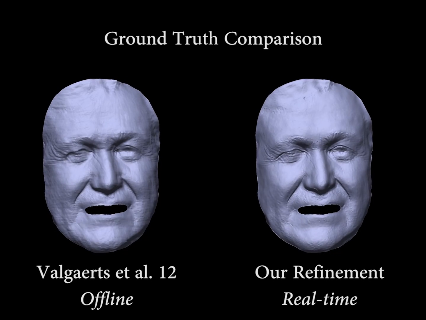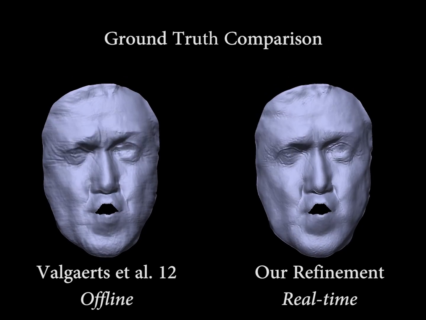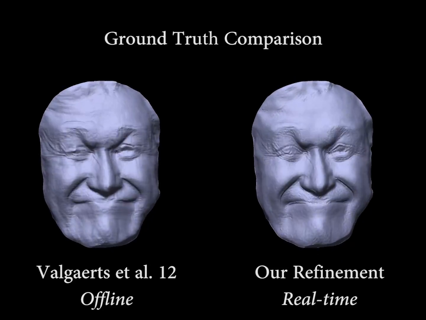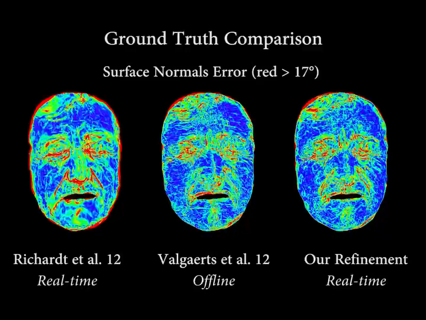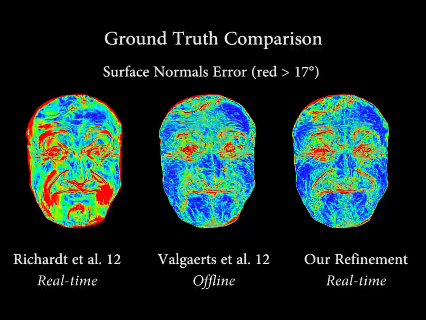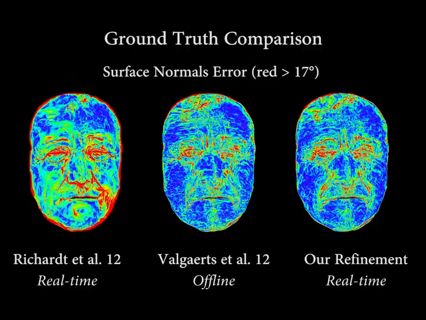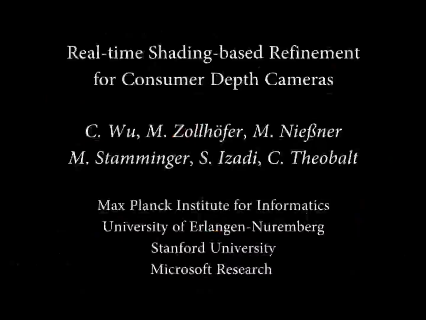Here is a comparison of our method with an offline shape refinement method, which was proposed to produce high-quality detailed shape in a previous work. Our results are very close to the results from this method, but are computed orders of magnitude faster. The normal error map from these three methods demonstrates that our method produces comparable results to offline methods while running in real time, and achieves much smaller error compared to other online methods.